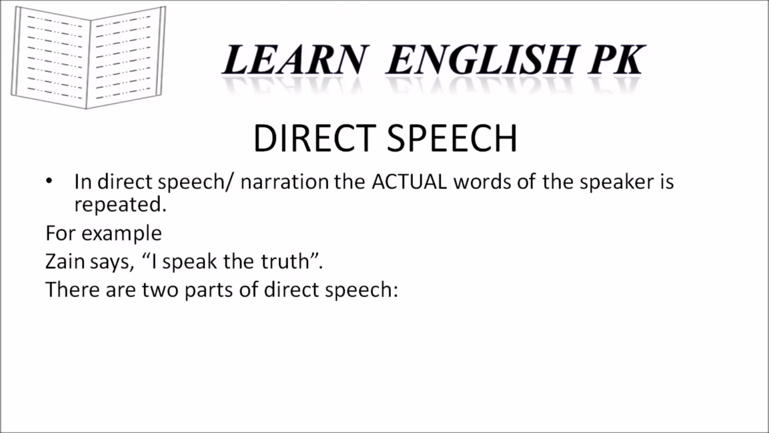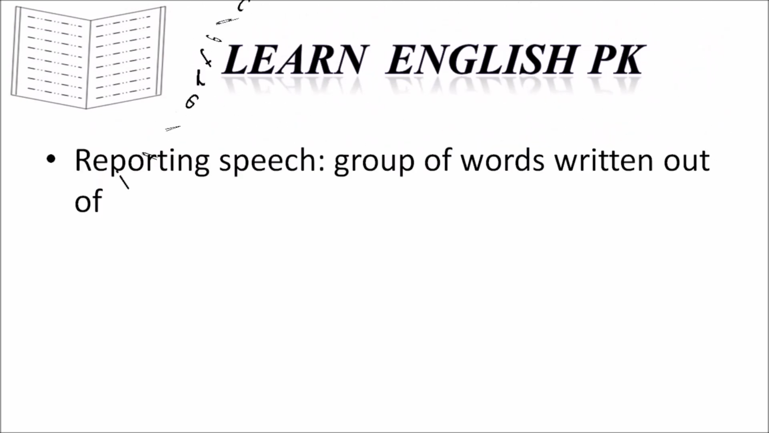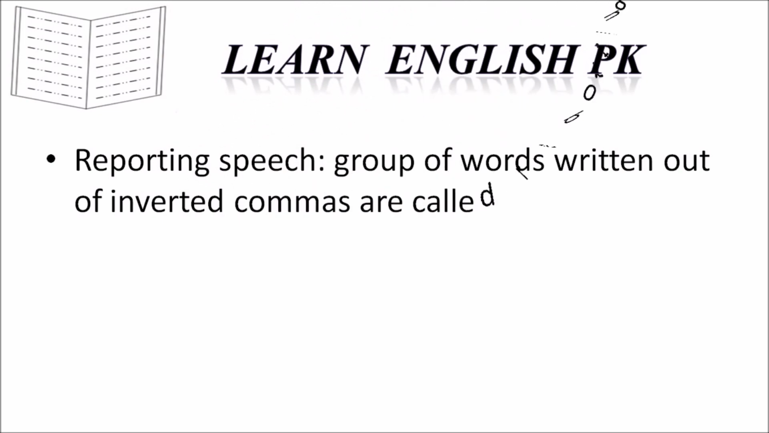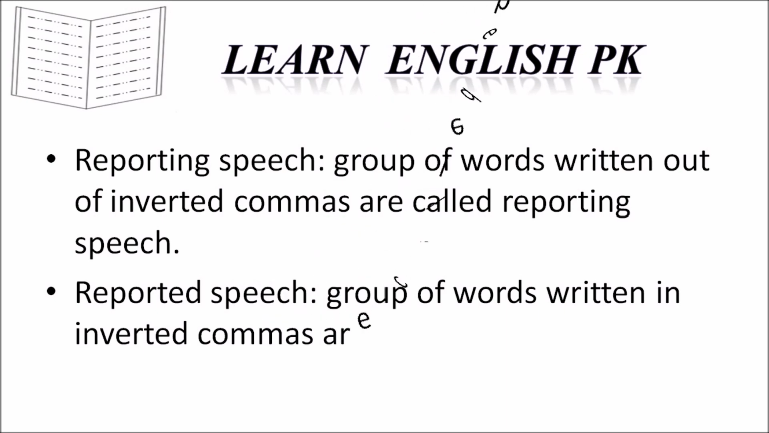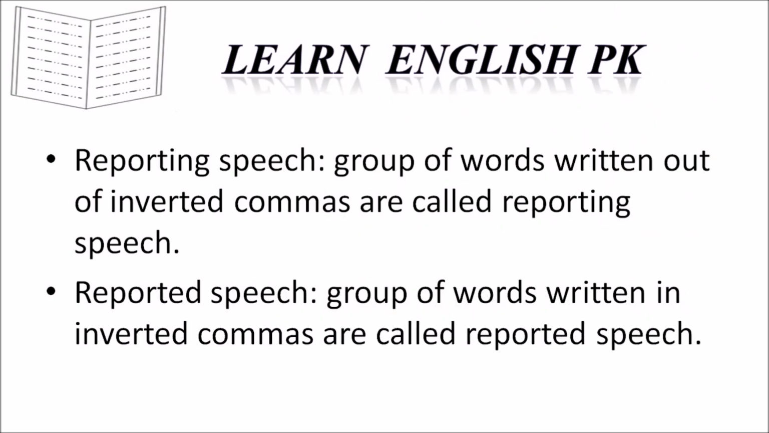There are two parts of direct speech. First part is "Zain says" and the second part is "I speak the truth," and these two parts are called reporting speech and reported speech. Now what is reporting speech? Reporting speech is a group of words written outside inverted commas, and reported speech is the group of words written in inverted commas. These are the actual words said by the speaker.